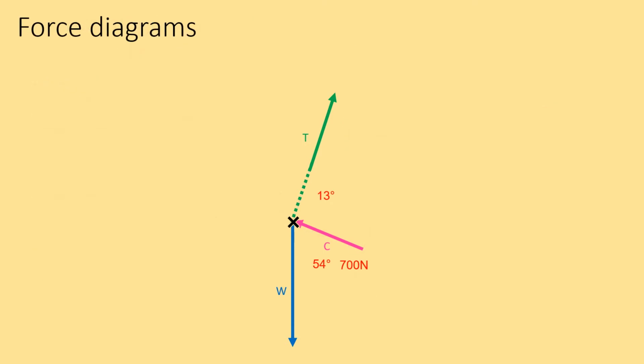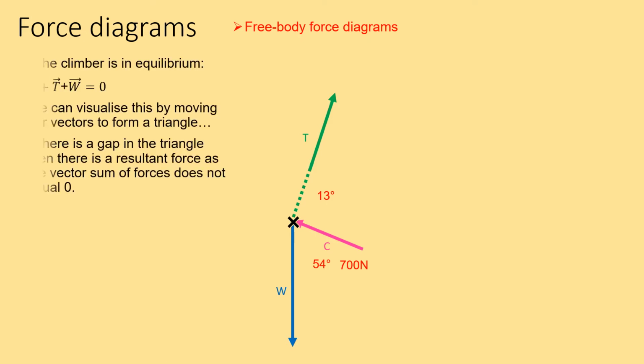So here we are. Here is our free body, and we've got some magnitudes now. There is an angle of 13 degrees between the free body and the tensile force. There's an angle of 54 degrees from the free body and the normal contact force, and that is a force of 700 newtons. And we have the weight of the free body. So if the climber is in equilibrium, all of these forces balance. The contact force and the tension and the weight all equal 0. There is no net force, otherwise he would be accelerating.